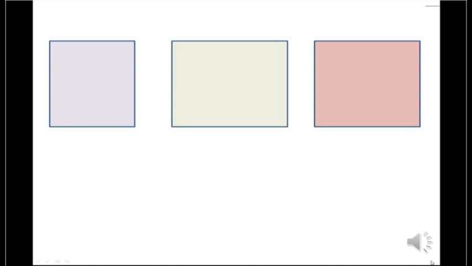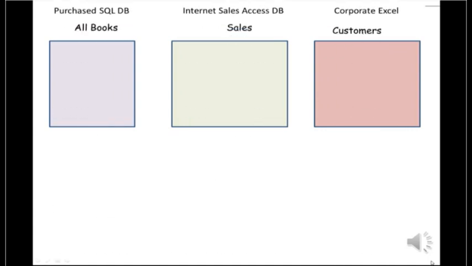Now let's say I want to import data from three data sources: a SQL database I purchased from a vendor, my corporate Access sales database, and an Excel spreadsheet list of customers. The purchased SQL database is named All Books and contains data about every book I sell. My corporate Access database is named Sales and contains data collected from sales of my books. The third data source is an Excel spreadsheet of all past customers.